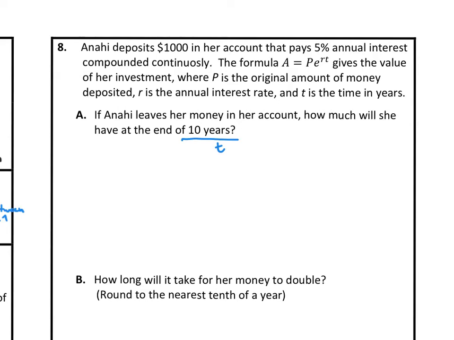It says that P is the original amount deposited, and she deposited $1,000. And then it says that r is the annual interest rate, and it says here that the annual interest rate is 5%. Just a side note here, if r is 5%, that changes to a decimal of 0.05.